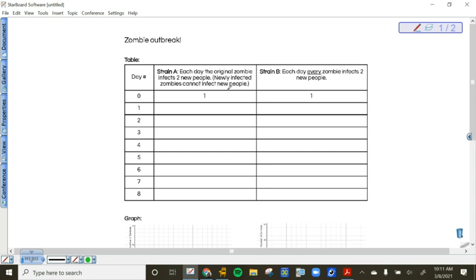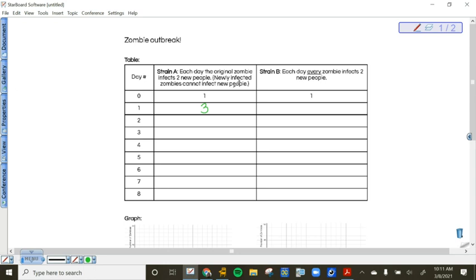So starting on the first day, there's just 1 zombie. If he infects 2 people the next day, how many zombies will there be? 3. Okay. And the other thing about this strain is the newly infected people cannot infect more people. Only the original zombie can infect people.